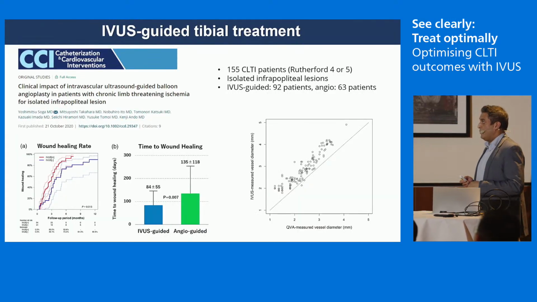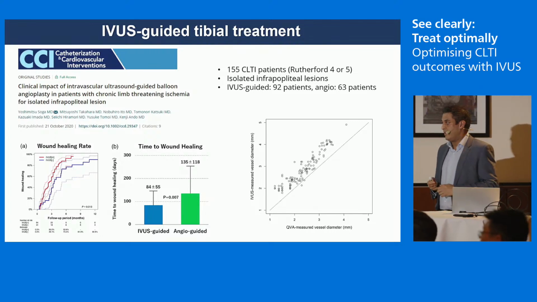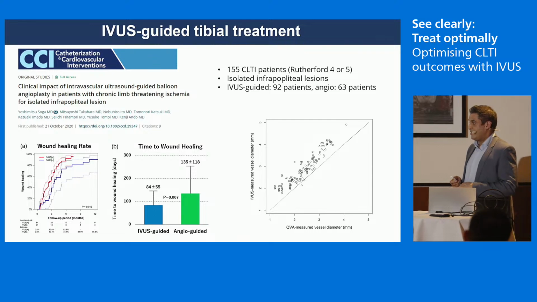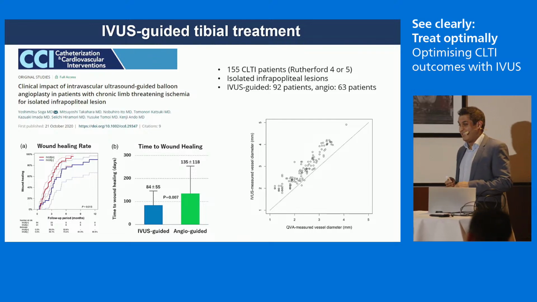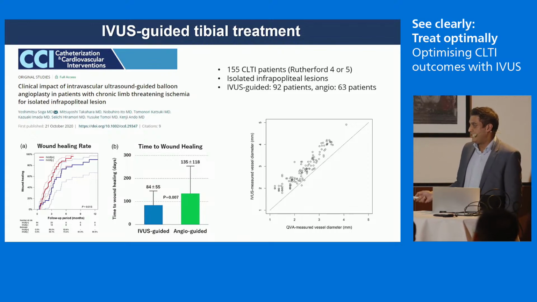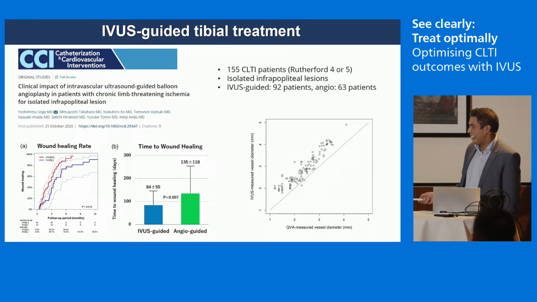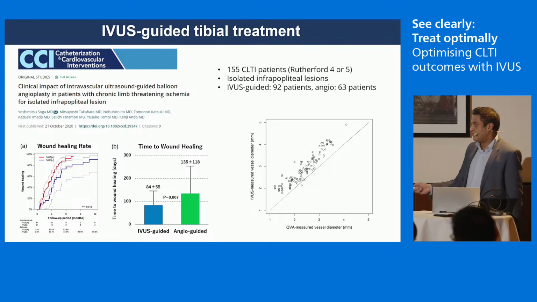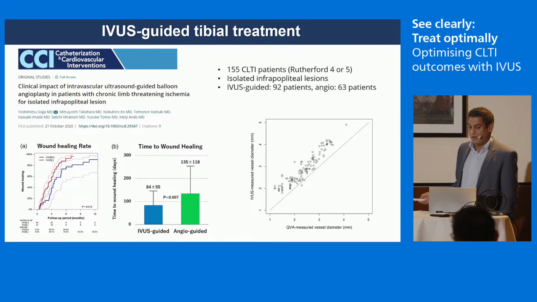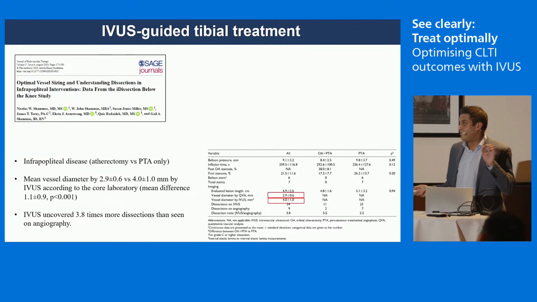So we've spoken about flow and lumen gain. One of the things we've come to learn in recent times is that for tibial work, IVUS is especially useful. The one thing we do know is that time to healing is better when you have IVUS-guided interventions. But interestingly, reproducibly, when you assess the size of a tibial vessel compared to conventional angiogram, you'll size the vessel more accurately, and often it's bigger. And interestingly, this paper talks about looking at tibial dissections.